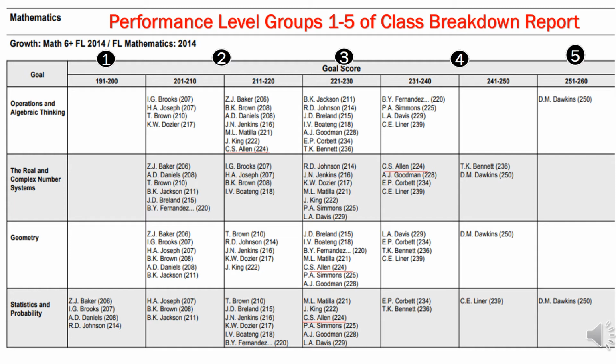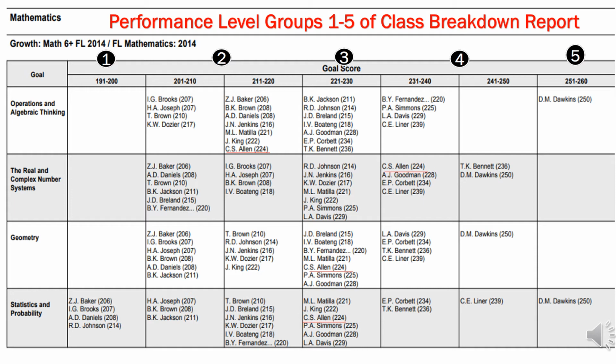Based off of the RIT band chart, the class breakdown report is broken down in two sections and broken down into strands depending on which subject you're looking at. Each one of the performance level goals are aligned to the RIT band scores on the RIT band chart.